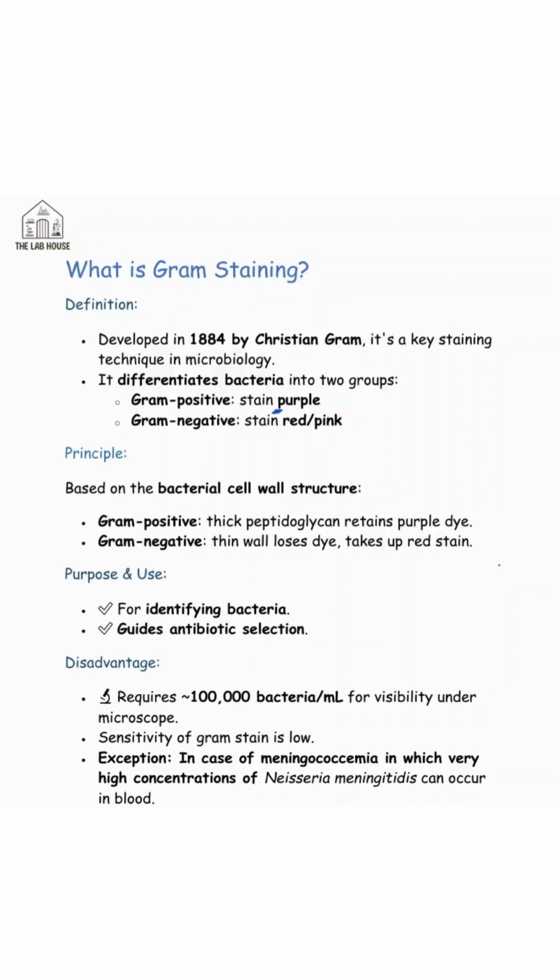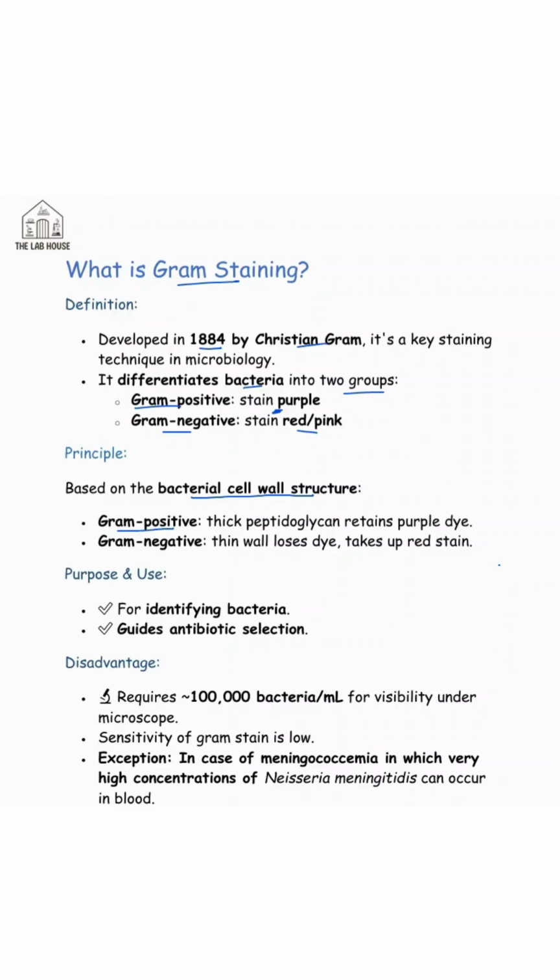Let's do a quick review of the Gram stain. The Gram stain was developed in 1884 by Christian Gram. It differentiates bacteria into two groups, Gram positive and Gram negative. Gram positive bacteria stain purple and Gram negative bacteria stain red with the Gram stain. The principle is based on the bacterial cell wall structure.